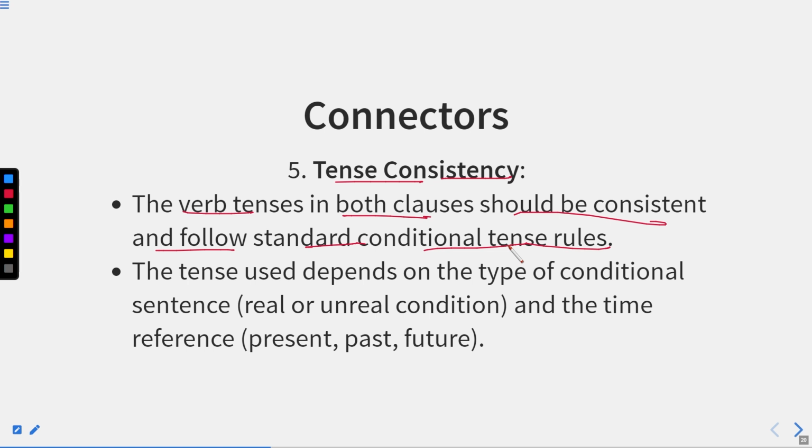Now, in a conditional clause, there cannot be a modal. Okay, so you should keep this in mind. The tense used depends on the type of conditional sentence, that is real or unreal condition, and the time reference, that is present, past or future. So we have already learned the real or unreal condition. If the sentence is of unreal condition, the conditional sentence can be only in past plus plural form.